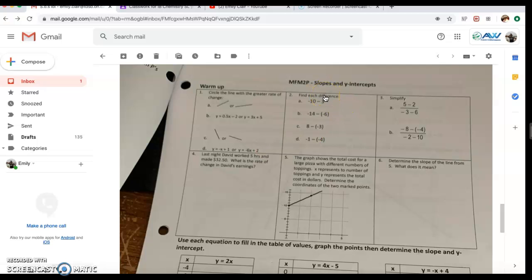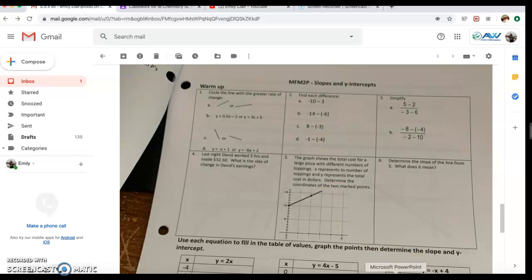These ones, find each difference. This was just a little bit of practicing subtraction with integers. So -10 minus 3. You're already at -10. You go down 3 more. It's going to take you to -13. So this was just a chance to practice doing some math with integers, which I'm sure you have encountered before.